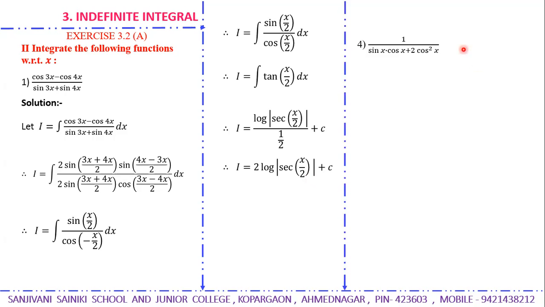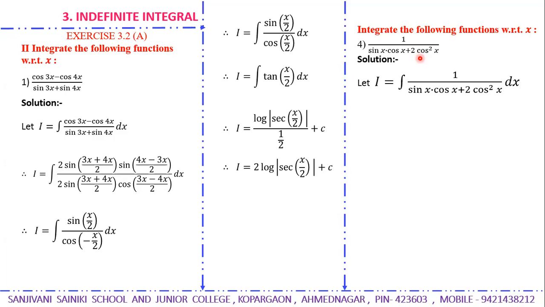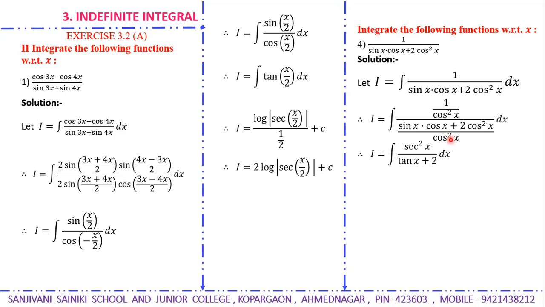The next example is 1 upon sin x cos x plus 2 cos square x. So let I is equal to the integral of 1 upon sin x into cos x plus 2 cos square x dx. So divide numerator and denominator by cos square x. You get 1 upon cos square x as sec square x. Now if we separately divide, one cos will cancel, and here sin x upon cos x is tan x, and here this cos square will cancel. So you get sec square x upon tan x plus 2.